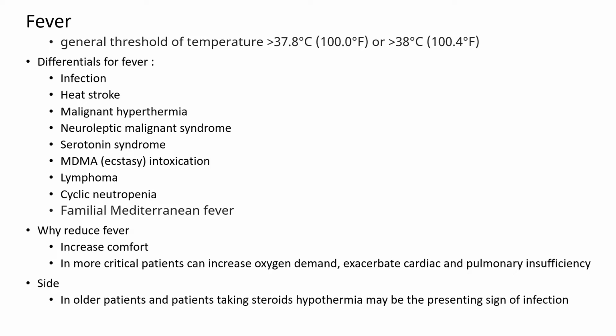And just to keep in mind, for elderly patients, their body temperatures are going to be lower than in younger people. So for them, I would use the 100 Fahrenheit threshold instead of the 100.4 as a reasonable indicator for fever. And when you think of a differential diagnosis for a fever, it's important to consider other things outside of infections. So you can consider heat stroke, malignant hyperthermia from medications, NMS, serotonin syndromes, drugs like MDMA, ecstasy, street drugs, lymphomas can cause this. Cyclic neutropenias, familial genetic conditions like Mediterranean fever can also cause fever.